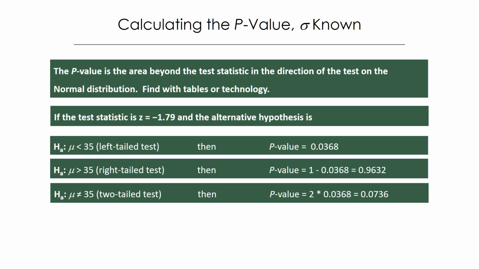If HA is that mu is greater than 35, that's a right-tailed test. And then the p-value is the complement, the area to the right of the test statistic, which in this case is, again, quite large, 0.9632. If HA is that mu is not equal to 35, that's a two-tailed test, and then the p-value is twice the area beyond the test statistic, which in this case is 2 times 0.0368 or 0.0736, about a 7.36% probability of being beyond that test statistic in either direction.